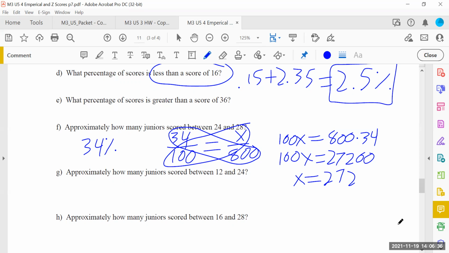All right, you guys, I want you to try this now. Go to the homework and let's try problem 3. Try problem 3 on the homework.